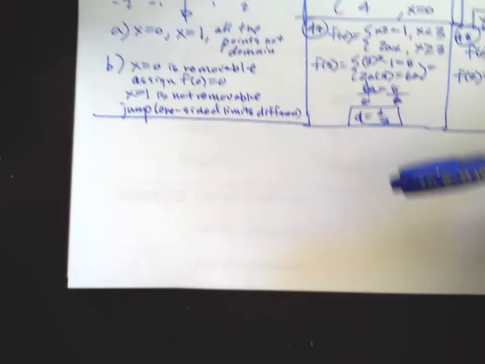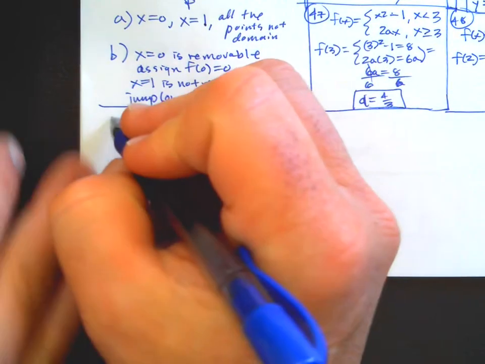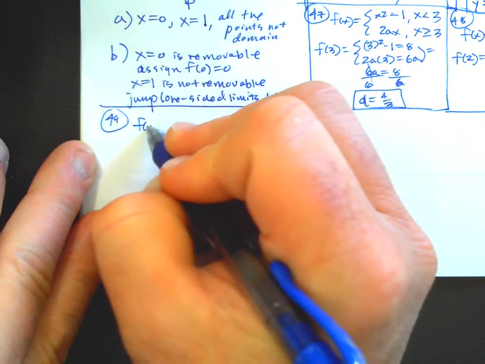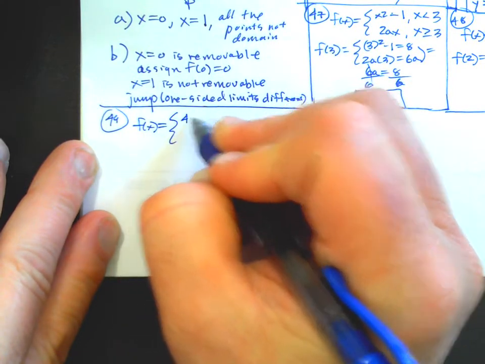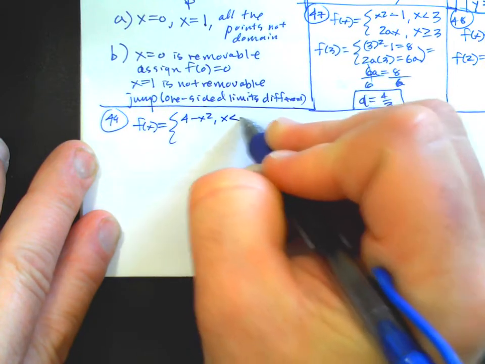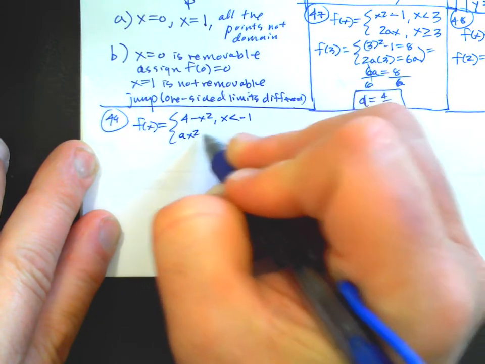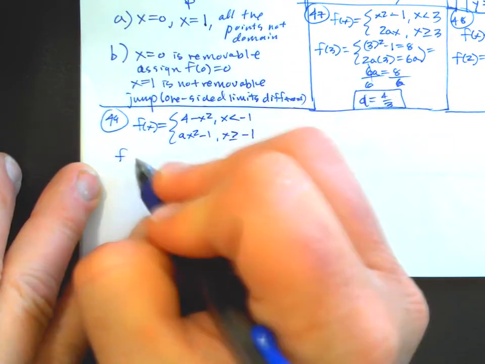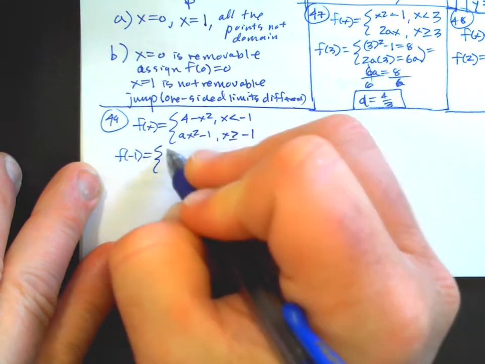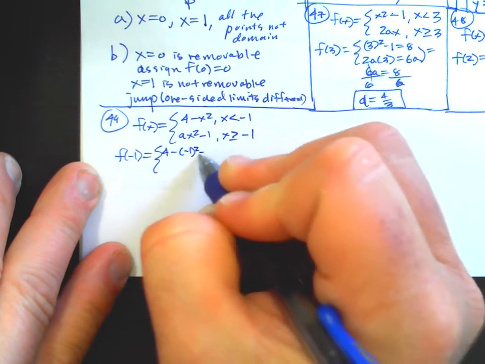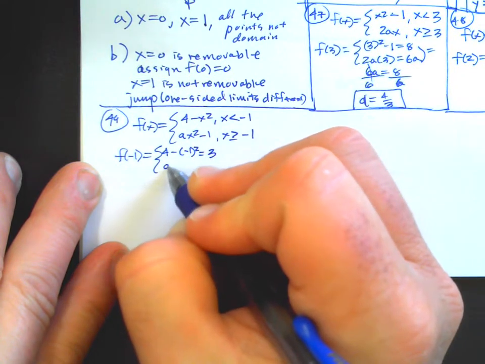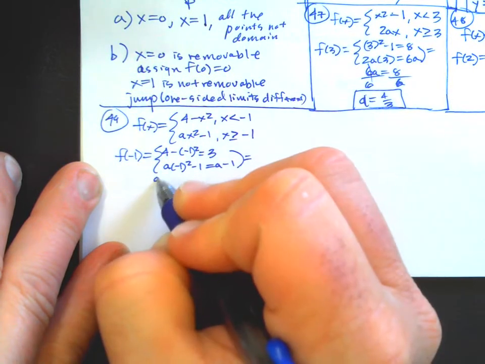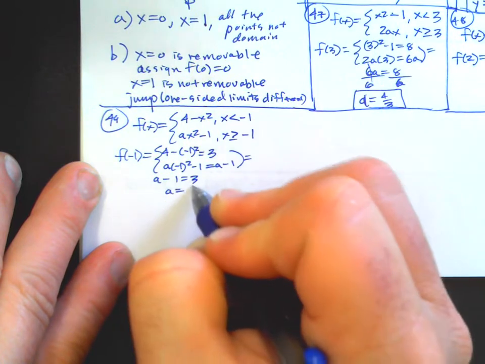49, same kind of question. Find a value of a so the function is continuous. I might get rid of a couple of these problems. They're all very similar. So same kind of deal here. That's going to be 3, and that's going to be a minus 1, and they equal each other. So a minus 1 equals 3, so a equals 4.